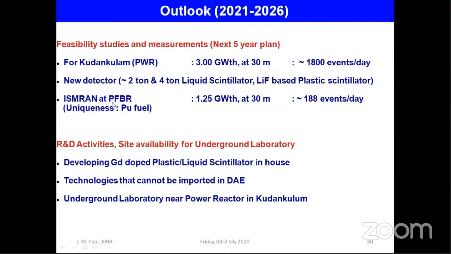And then Smaran at PFBR, it has got a unique core because it is a plutonium fuel, and can throw some light on the anomalies that still exist with the reactor bump at about 5 to 7 MeV of the anti-neutrino spectra that we get from the reactors. And then there are R&D activities planned of developing gadolinium doped plastic liquid scintillator in the country. Technology that cannot be imported in DAE, we would like to develop them. And we are definitely looking for an underground laboratory near a power reactor in Kudankulam.